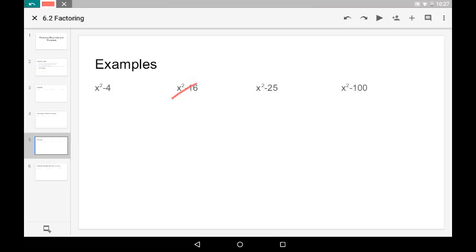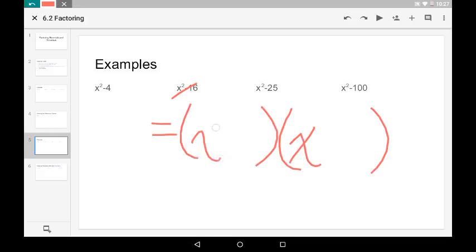Alright, I'm going to skip that one because that was the example on the other page. So let's look at x squared minus 25. We'll start like this, set our brackets up. We're going to have x's in both. We're going to add 1 and subtract 1. So what times itself is 25? Well, that's 5. So x plus 5 and x minus 5 is our answer to this question.